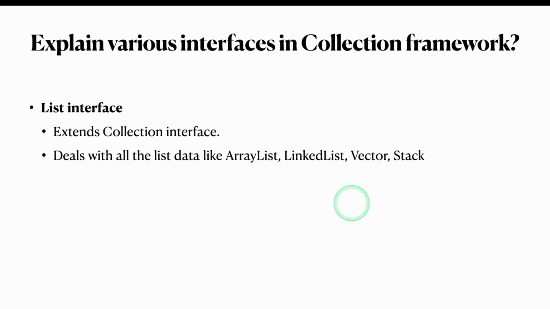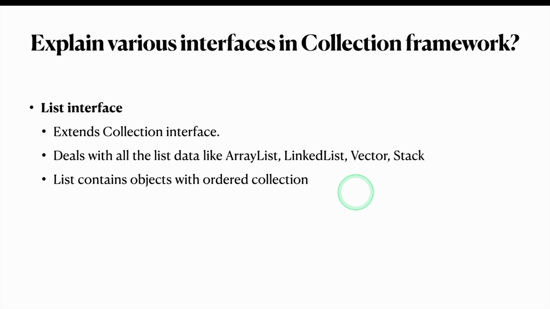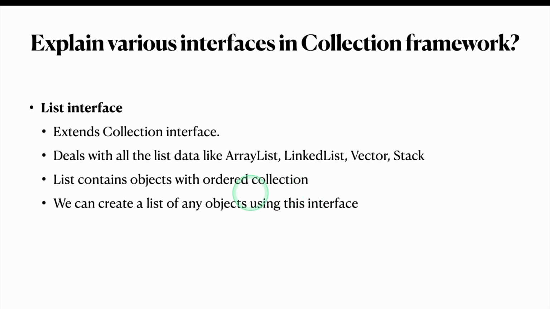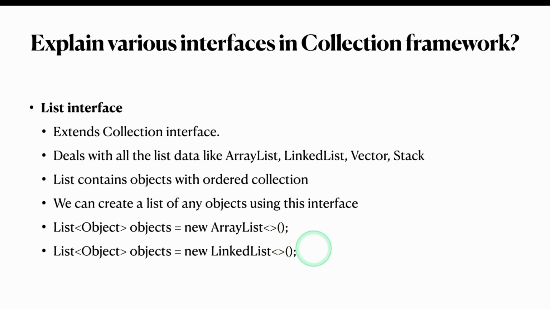Third one is the List interface, which extends the Collection interface and deals with all the list data like ArrayList, LinkedList, Vector, Stack. List contains objects in ordered collections. The insertion order is preserved when you are using a list. So we can create a list of any objects using this interface, like List of objects = new ArrayList, List of objects = new LinkedList, List of objects = new Vector.